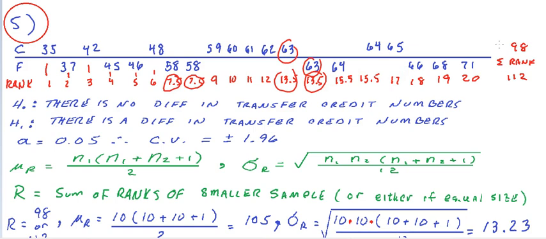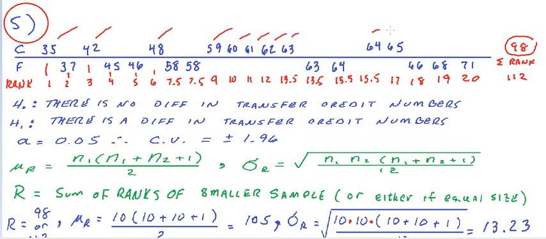Now, if we do the sum of the ranks, usually we'll do that for the smaller sample size, but here they're both the same, so we'll do either one. If we sum up all the ranks, we get 98 here. If you add the 35, the 42, the 48, all these ranks, you get 98. And then if you add the 37, the 45, the 46, 58, all these, then you get 112. Now, it really doesn't matter which one you use. You are able to use either one because the sample sizes are the same here. And so, anyway, we go on down.